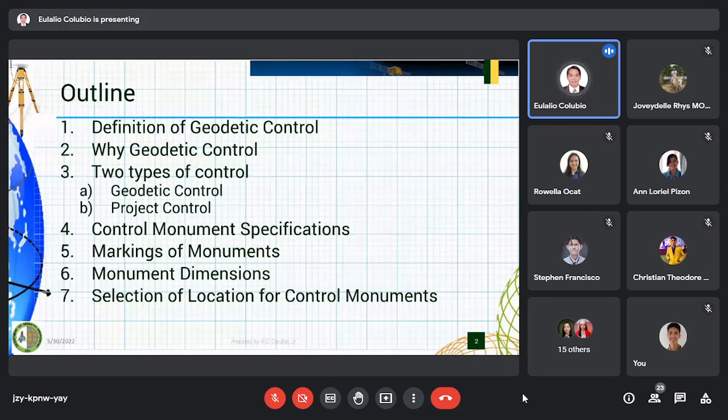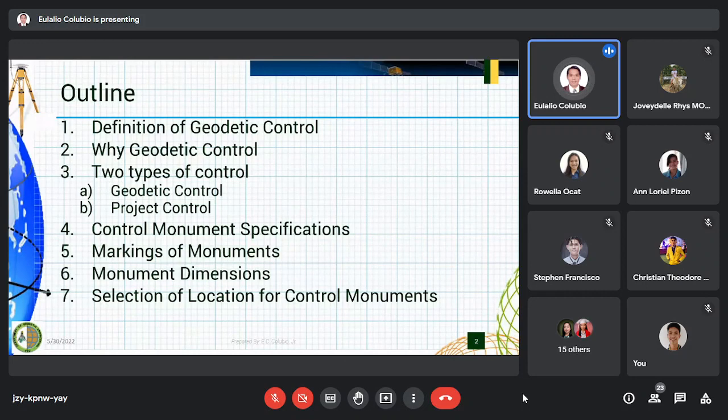And the proper inscriptions in the monument so that we can identify their name. And then we have here the markings. Number 4 is all about the size, the dimension. And then the cement that will be used. We also discuss the definition of the mixture in order to make this monument. And then number 6 is the dimensions.